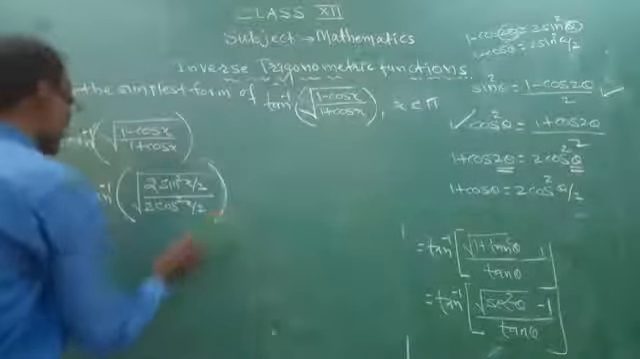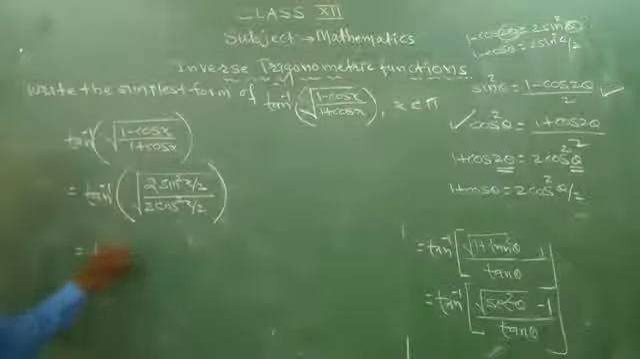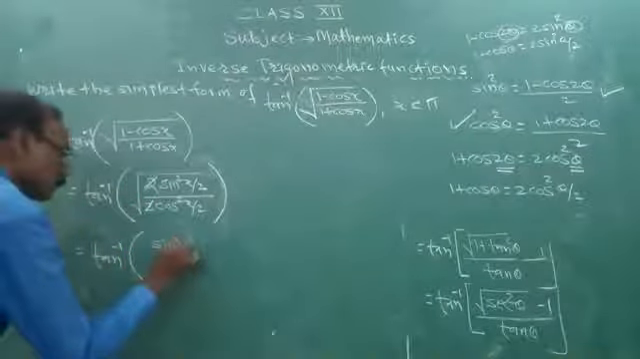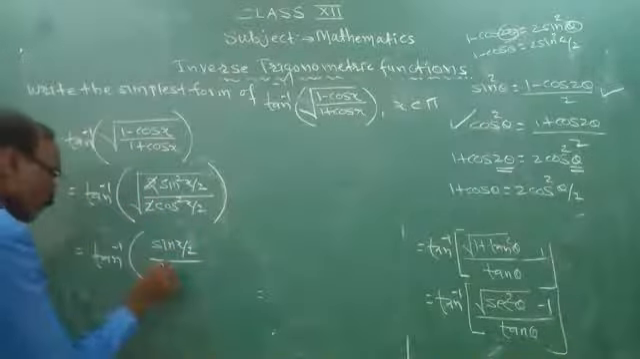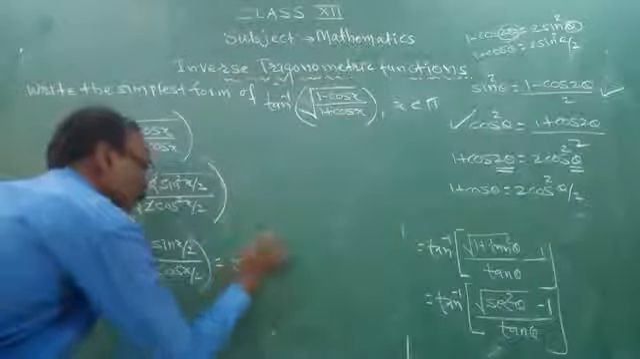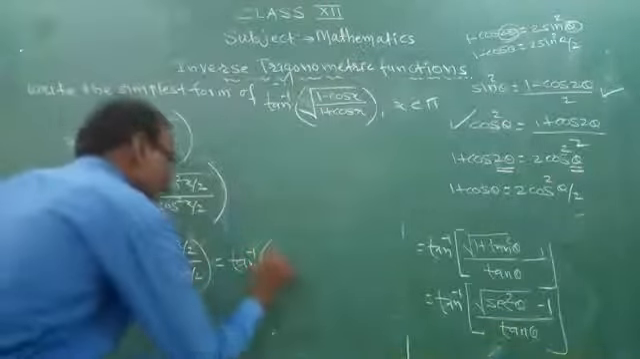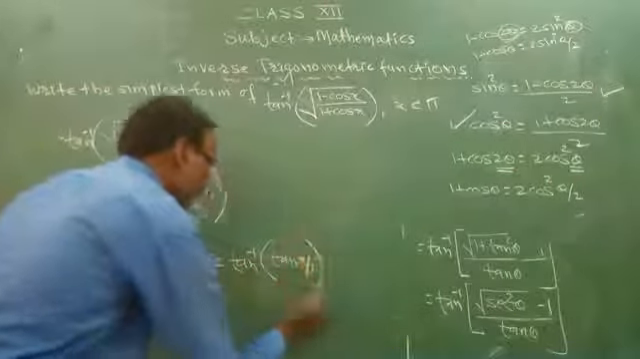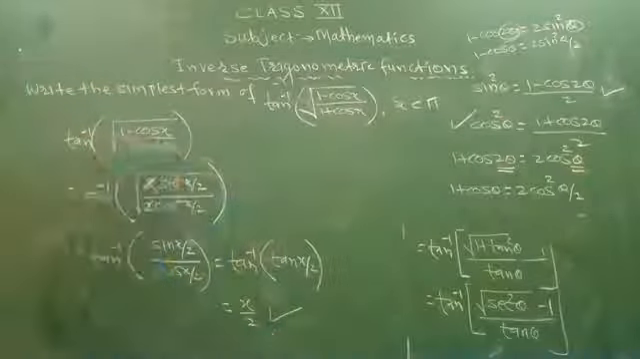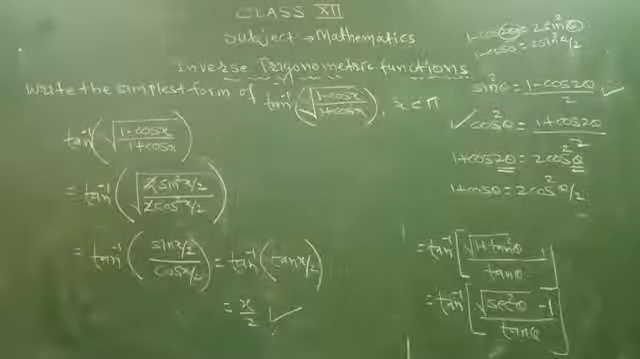So this is equal to tan inverse, with the 2 getting cancelled. Under the root, sin square x by 2 under the square root will be sin x by 2, and under root cos square x by 2 will be cos x by 2. That is tan inverse of sin x by 2 by cos x by 2, which is tan x by 2. So tan inverse tan x by 2 is equal to x by 2 only. So the simplest form of tan inverse under root (1 minus cos x) upon (1 plus cos x) is x by 2, where x is less than pi.